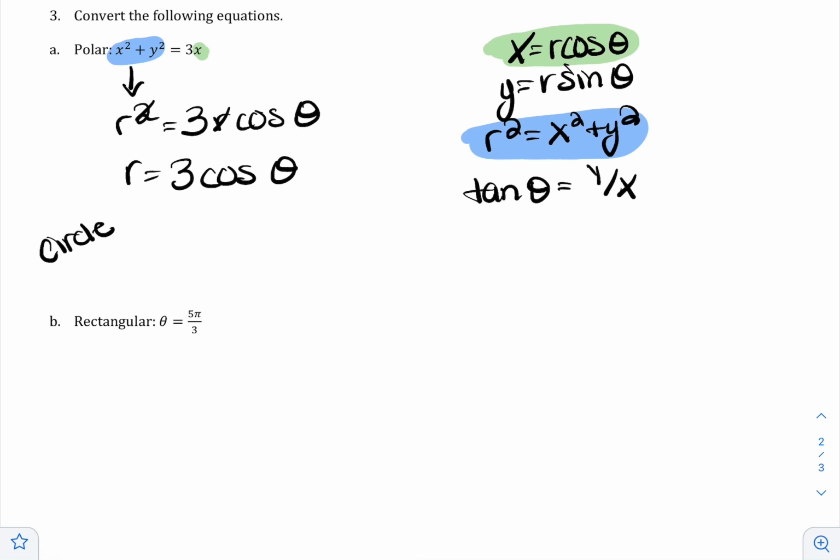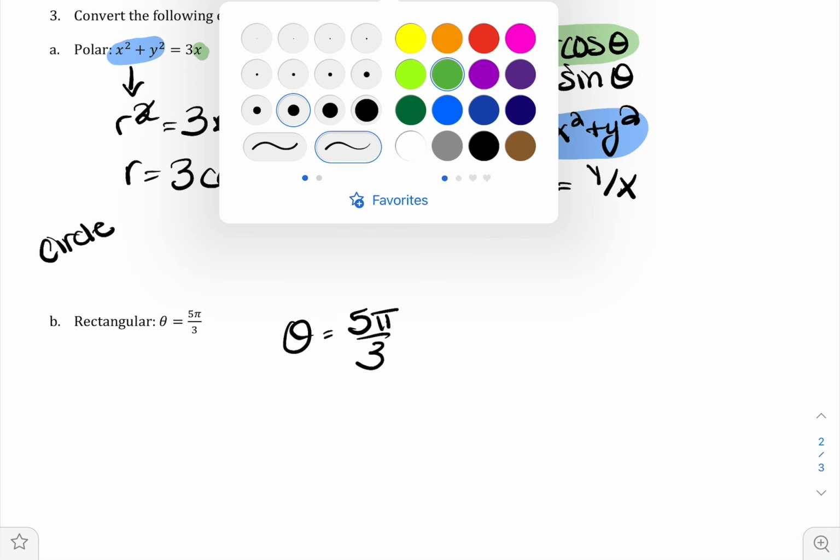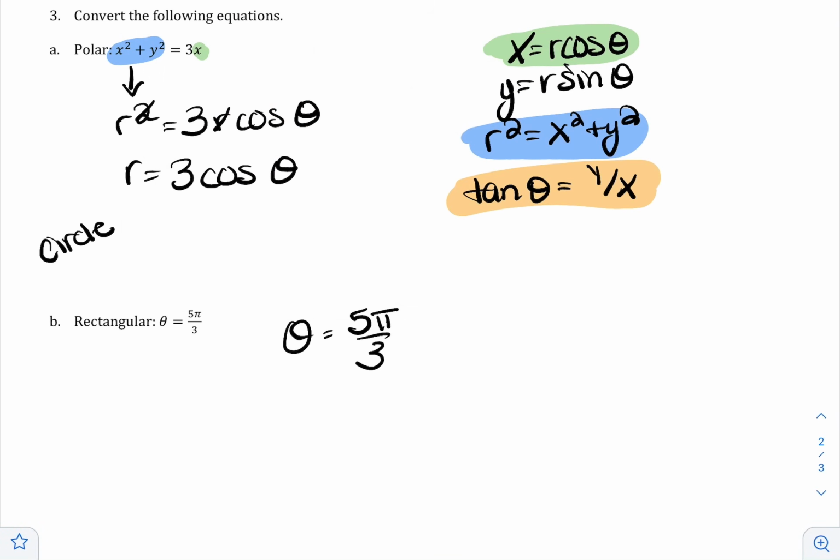So now we're going from polar to rectangular. So we have theta, but we want it in terms of x's and y's, or just x or just y's, but no r's, no thetas. So what I notice is that my equation, theta equals 5 pi over 3, only has a theta in it. And if I take a look at my conversion formulas, the only one out of the 4 that only has theta is the last one. So I'm going to utilize this.